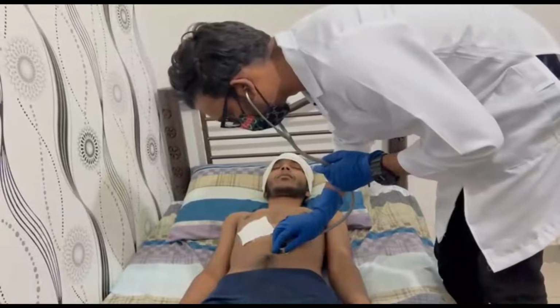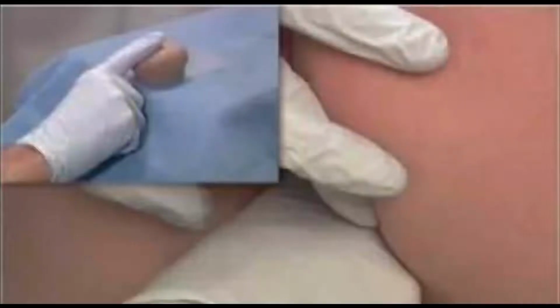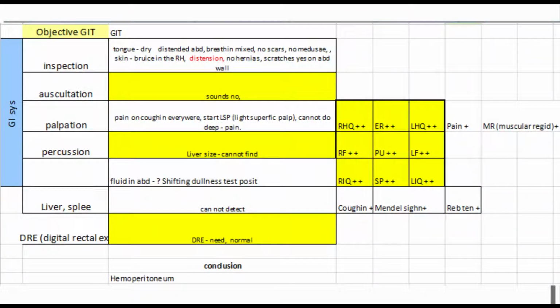Upon auscultation, there was no sound of peristalsis. In the digital rectal examination, the result was normal. In conclusion, we found that the patient has hemoperitoneum.